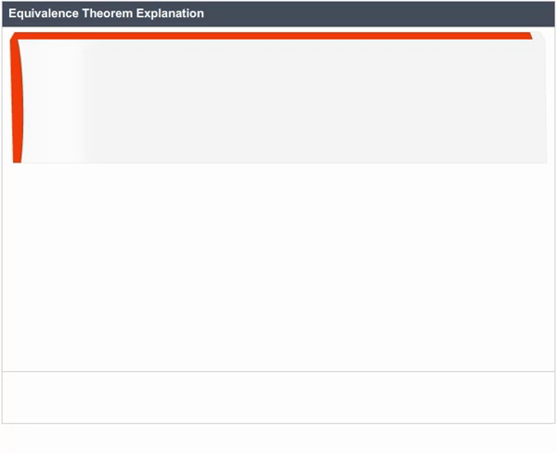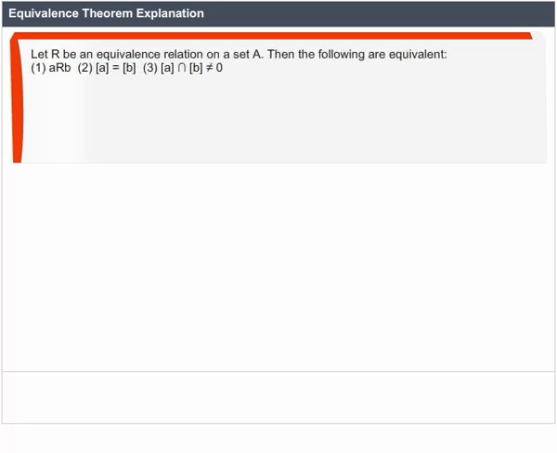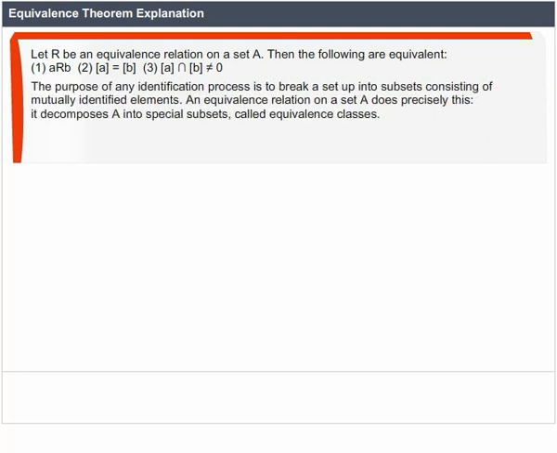Equivalence theorem explanation. Let R be an equivalence relation on a set A, then the following are equivalent. Number 1, a related to b. Number 2, [a] equal [b]. Number 3, [a] intersection [b] not equal to empty set. The purpose of any identification process is to break a set up into subsets consisting of mutually identified elements. An equivalence relation on a set A does precisely this. It decomposes A into special subsets called equivalence classes.